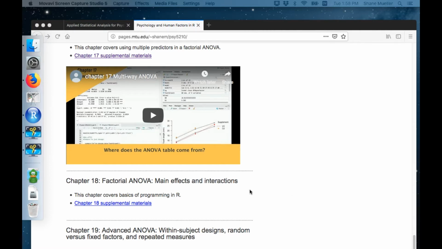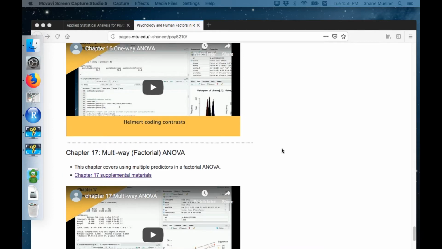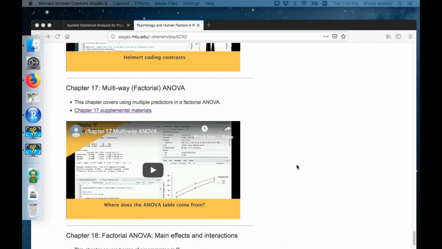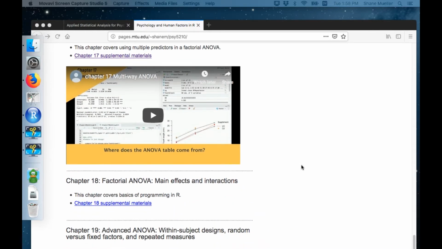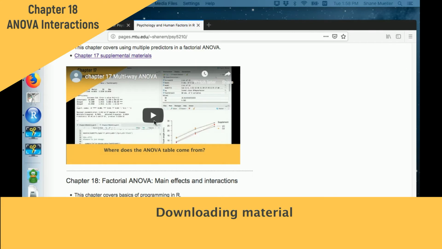And today we're going to be looking at factorial ANOVA, including interactions. So previously we looked at one-way ANOVA and multi-way, meaning multiple predictors, but only looking at main effects. Now we're going to look at interactions.